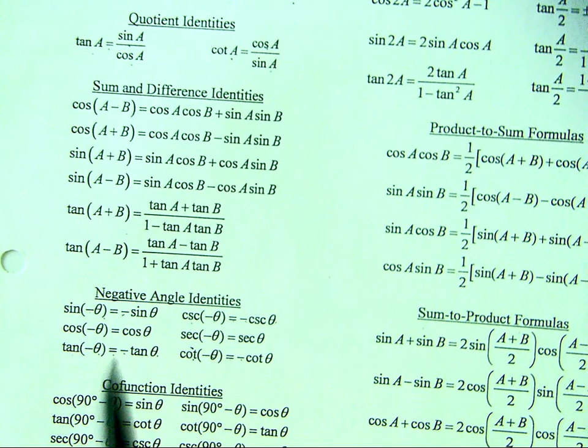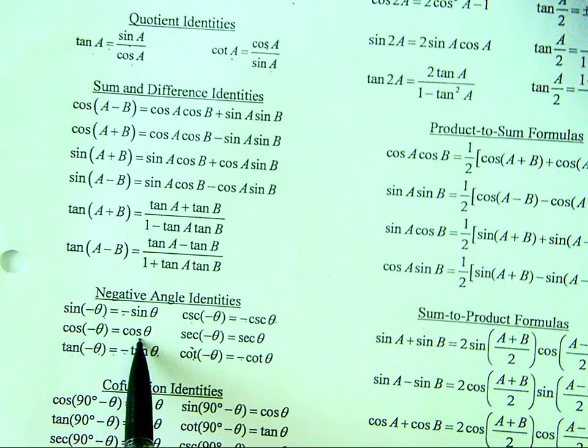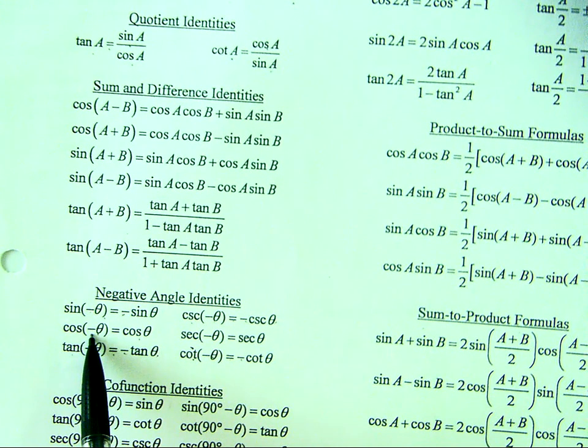The two that don't work that way are cosine and secant. And this is because of the quadrants again. The cosine of a negative theta is actually the same as the cosine of a positive theta. Like let's say we had the cosine of 30 degrees. Well, that's in the first quadrant. Cosine is positive there. Well, what if we had the cosine of a negative 30 degrees? Well, that's in the fourth quadrant. Remember, cosine is also positive there. So that's why it works that way.